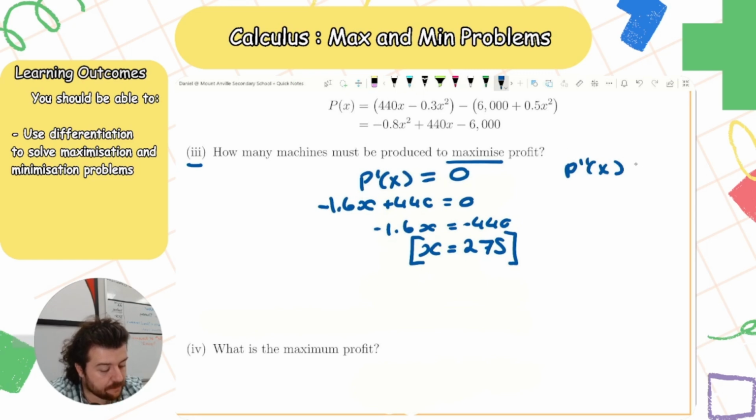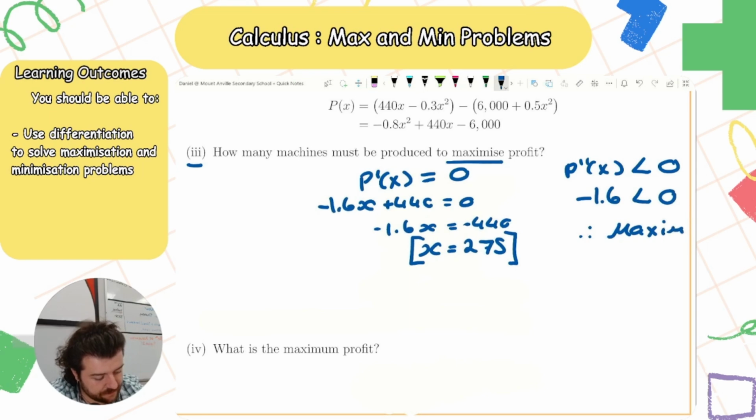Let me just do my second derivative test just to make sure. If it's maximizing, my second derivative should be less than 0. So my second derivative will just be, would you look at that, minus 1.6. Is that less than 0? Yes, it is. Therefore, it maximizes.